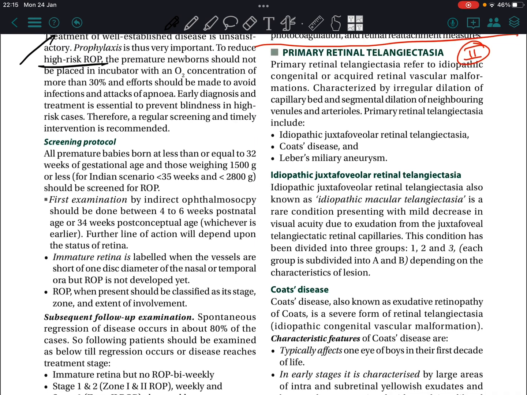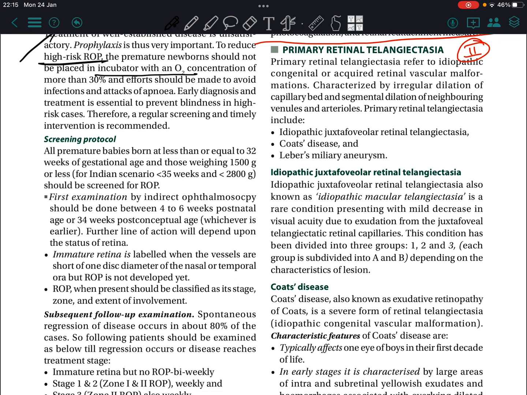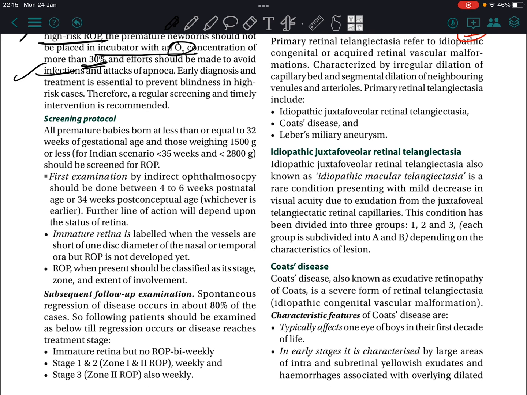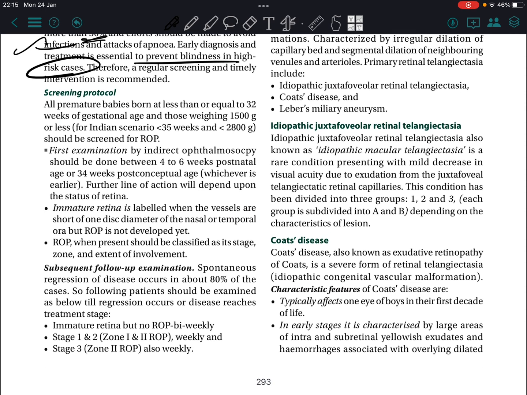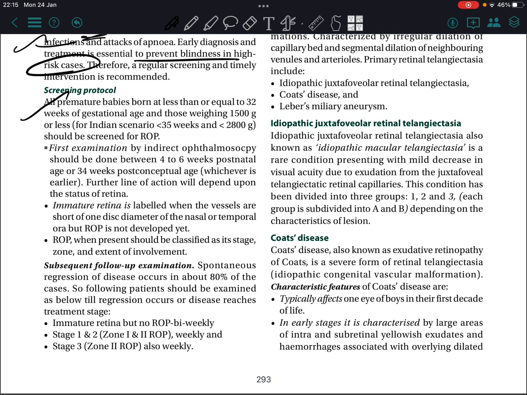Premature newborns should not be placed in an incubator with an oxygen content of more than 30%. Efforts should be made to avoid infections and attacks of apnea. Early diagnosis and treatment are necessary to prevent blindness. High-risk cases screening protocol: all premature newborns born at 32 weeks of gestational age or less, or those weighing 1500 grams or less. The first examination by indirect ophthalmoscopy should be done within 4 to 6 weeks.